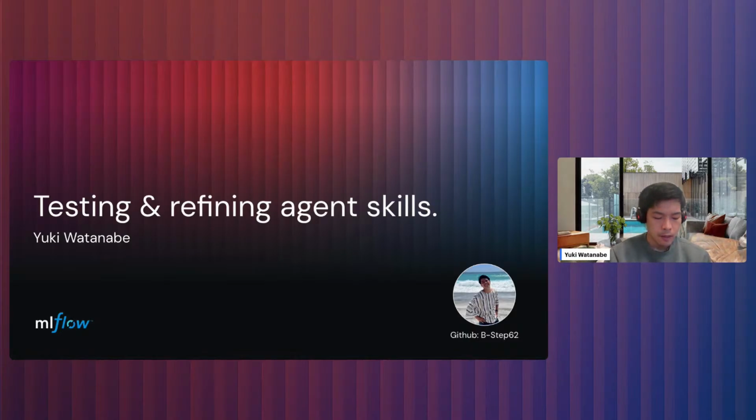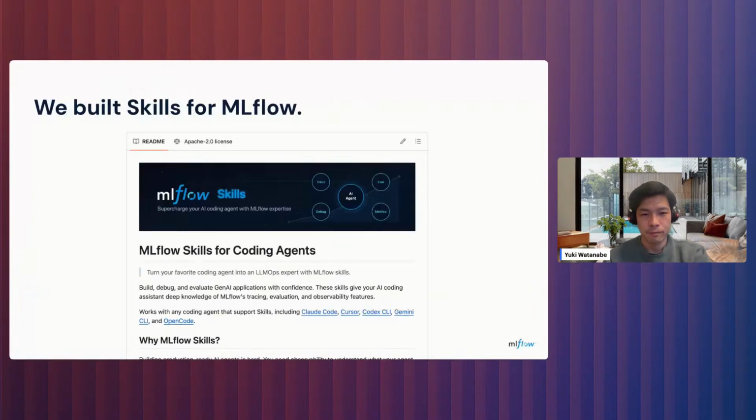And one effective way to improve coding agents, so improve how coding agents do the task and how they produce artifacts, is agent skills. And in this second section, I'm going to talk about how we use the tracing and evaluation features in MLflow to improve our agent skills, which we actually ship in production, to users.